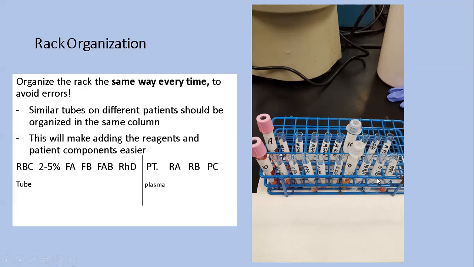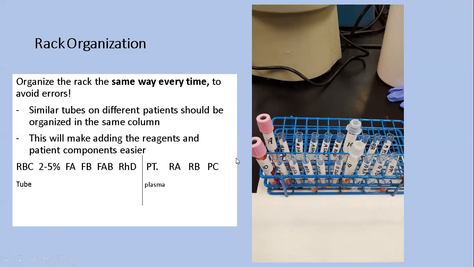And then for our reverse typing, we have our reverse A tubes, our reverse B tubes, and then our patient control. And remember, organizing your rack in the same way every time is going to reduce the likelihood of you making any types of errors. Following centrifugation, take the tubes out and put them back in order before you start reading them with your viewing lamp.